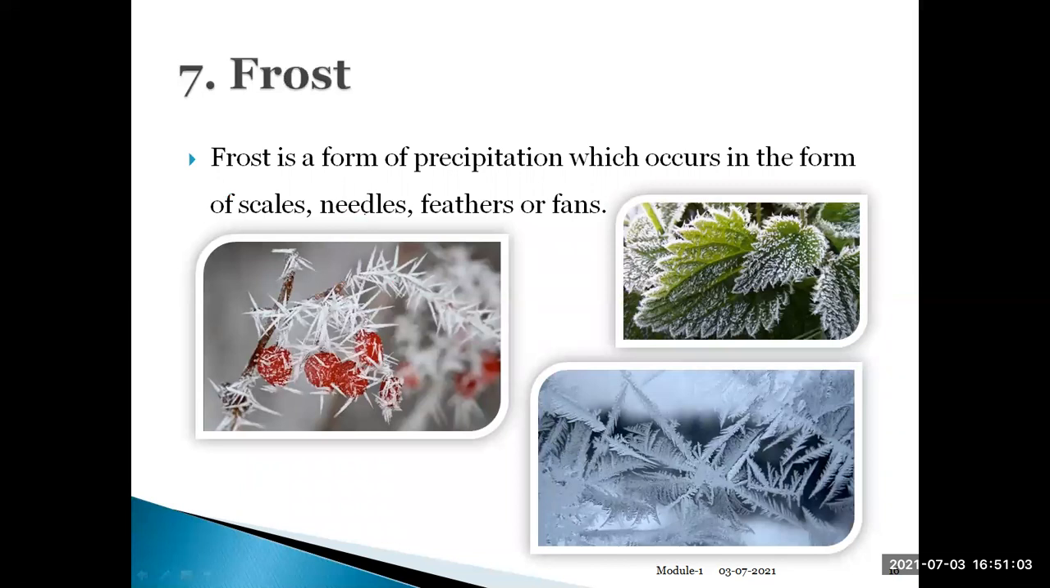The next one is frost. Frost is also one of the forms of precipitation, which occurs in the form of scales, needles, feathers or fans. You can see here, it looks like a needle. The form of precipitation which occurs like needles or feathers, you can see how nice it is, like a feather. That is frost.